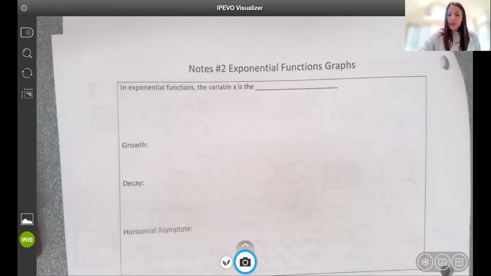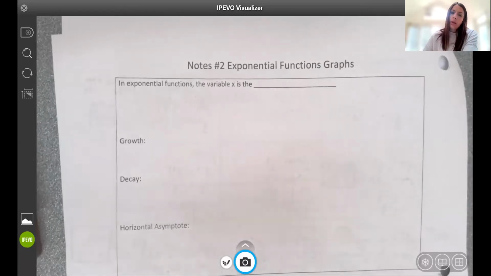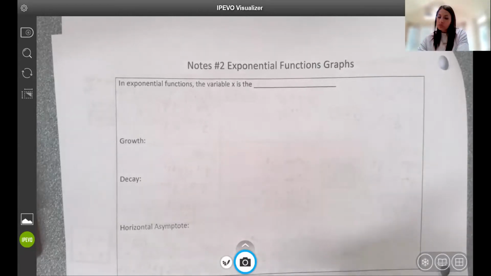Okay, so today we're going to be talking about graphing exponential functions, moving away from solving those equations and going into functions. So now we're going to have a y equals some function that has an x in it. So we're going to have two variables graphing.